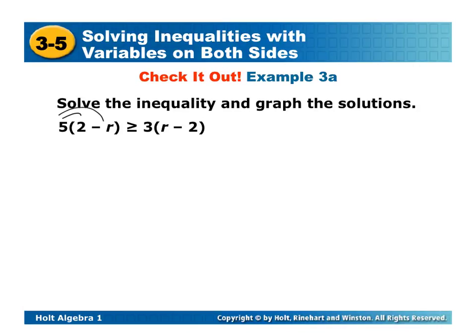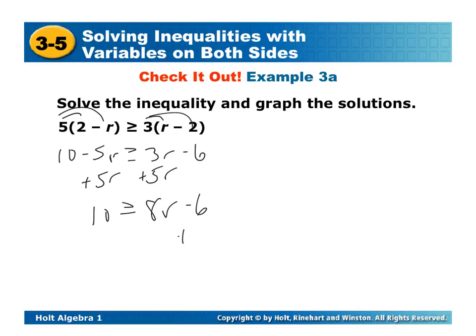So once again, I would go ahead and distribute on both sides. So we have 10 minus 5r. It's going to be greater than or equal to 3r minus 6. I'm going to go ahead and add 5r to both sides. Now I have 10 is greater than or equal to 8r minus 6. So I'm going to add 6. So 16 is greater than or equal to 8r. Since I'm multiplying, I'm going to go ahead and divide. So now I have 2 is greater than or equal to r.